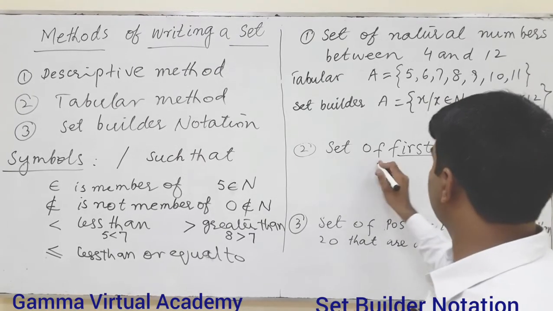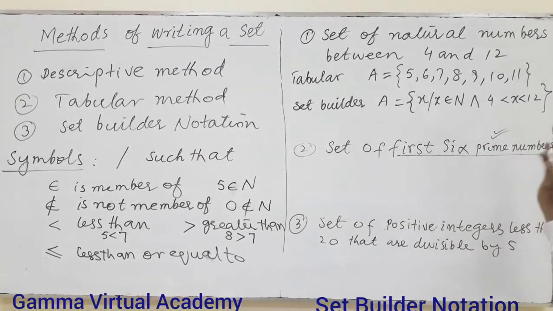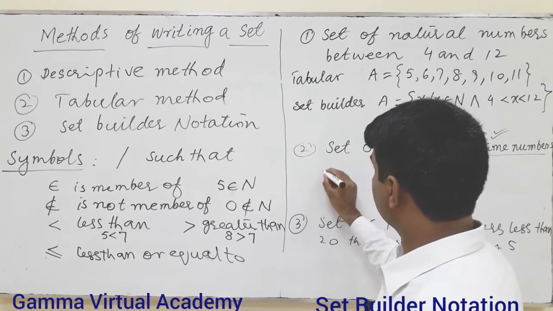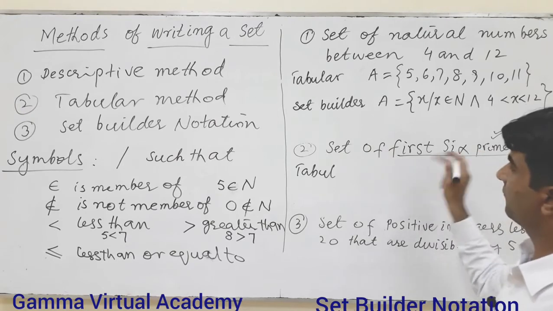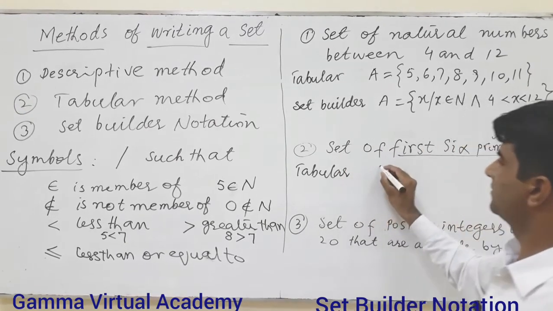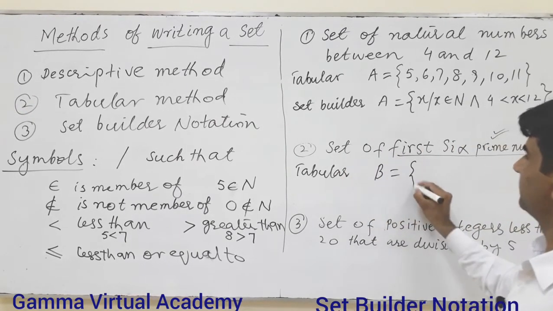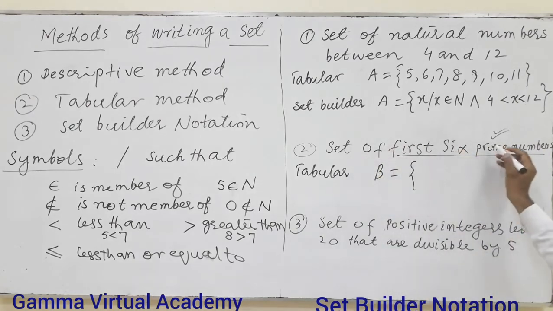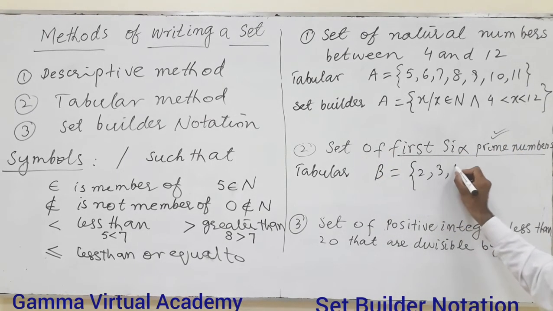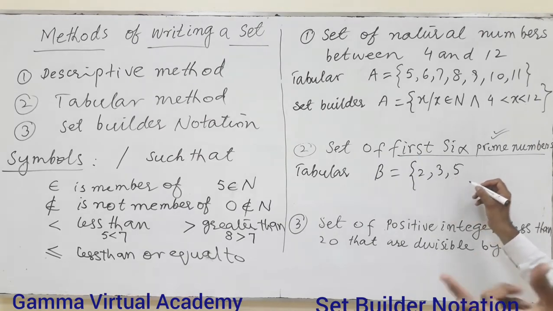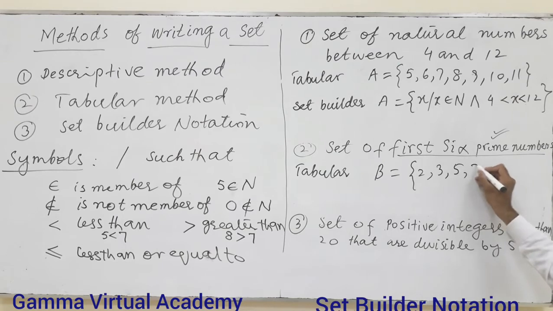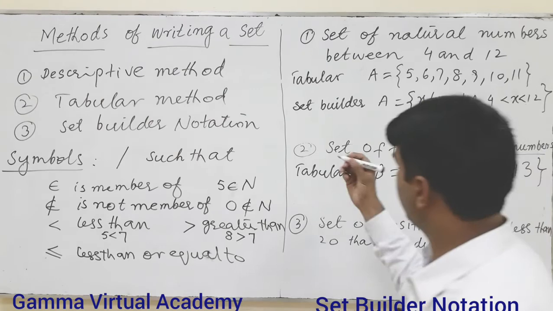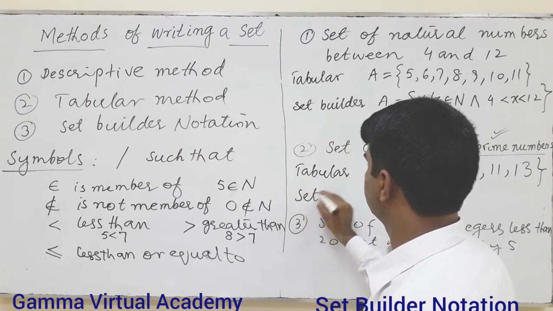Example 2, the set of first 6 prime numbers. It is in descriptive form. In tabular we write, suppose we are writing B for it, the set of first 6 prime numbers, prime numbers which are divisible only by themselves and 1: 2, 3, 5, 7, 11, 13. These are prime numbers.